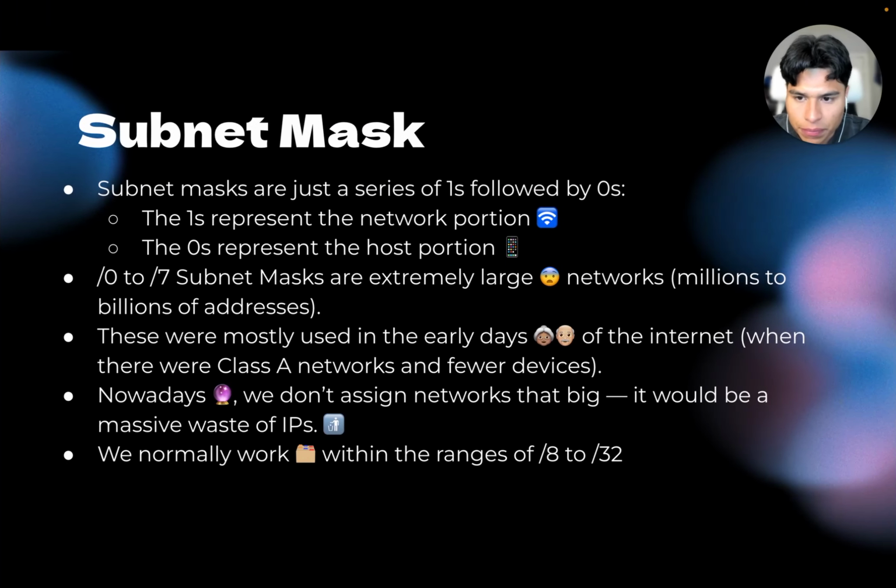All right, okay, so subnet masks are just ones followed by zeros. The ones represent the network portion, and the zeros represent the host portion. /0 to /7 subnet masks are extremely large networks, right? Millions to billions of addresses. These were mainly used in the early days of the internet, when there were class A networks and fewer devices. Nowadays, we don't assign networks that big. It would be a massive waste of IPs. We normally work within the ranges of /8 to /32, but even then, /8 is pretty huge.